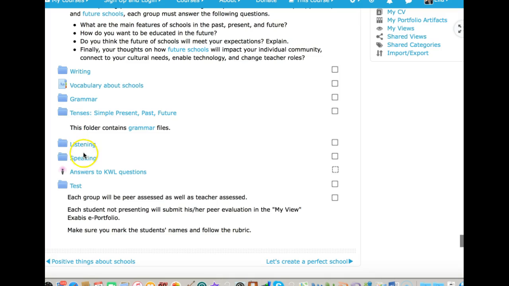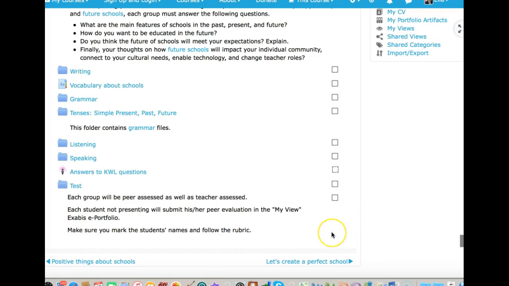And so the listening and speaking, they would do that on a podcast, where they would have a document there and be able to read off answering all these questions, and then the test would consist of each group being peer assessed as well as teacher assessed. They have a rubric, and each individual student who wasn't in the presenting group at the time would have to hand in their own rubric so that they could mark the presenters. I wanted them to put their peer evaluations in the MyView Exhibits ePortfolio.